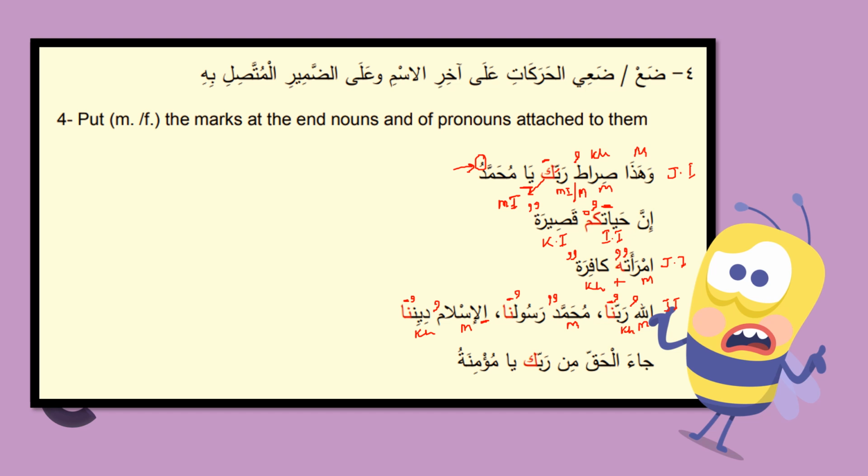Ja'a, this is jumla fi'liyya. Fi'l plus what will be the next? Ja'a al-haqqu, because fa'il is always in marfu. Min Rabbi, because of the harf jar, it will be in ism majroor position.